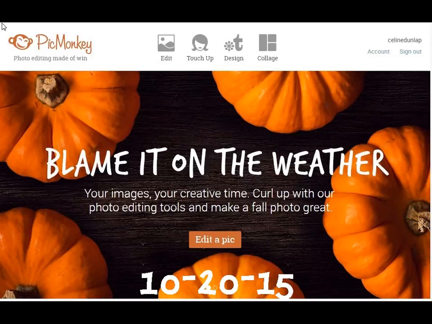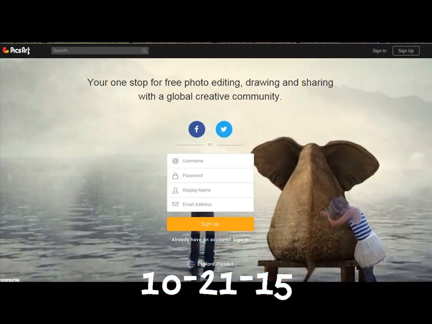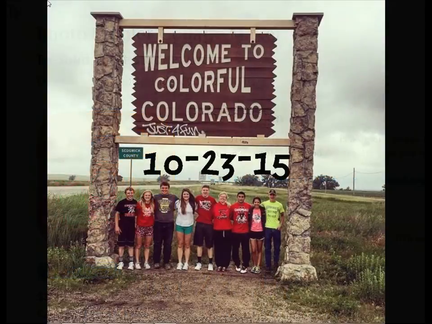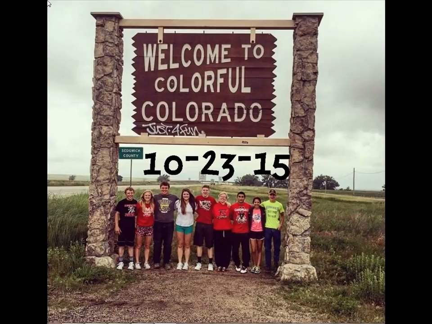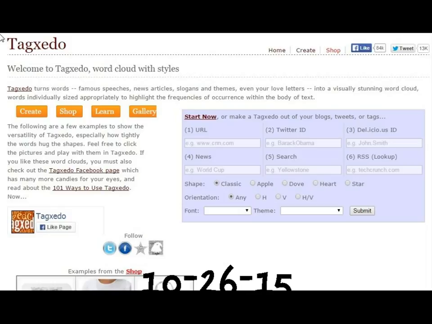On October 20th, we demoed PicMonkey. On October 21st, we demoed PicsArt. On October 22nd, we demoed PhotoTangler. On October 23rd, we had no school because of fall break. On October 26th, we demoed Tagxedo.